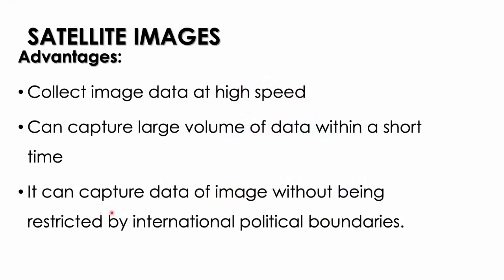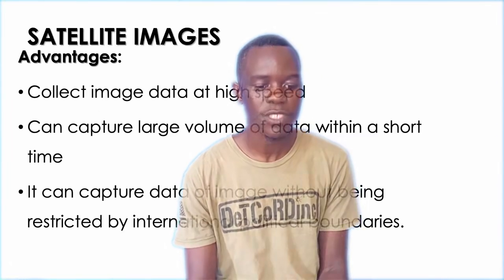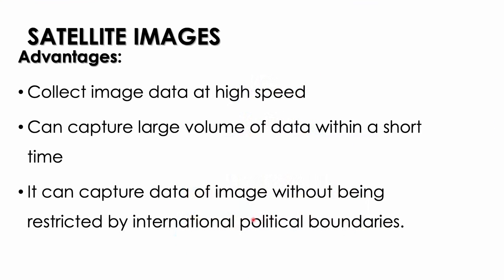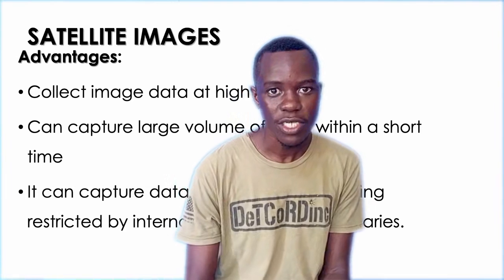Satellite images can also capture image data without being restricted by international political boundaries. So there is no restriction when you want to capture satellite images, because the satellites are placed above the atmosphere, and because of that, these satellite images can take any of the images without restriction from the political boundaries. So what are some of the disadvantages of the satellite images?